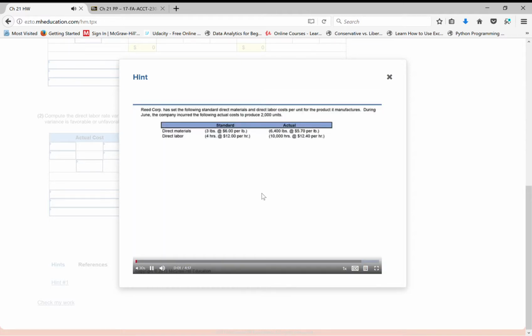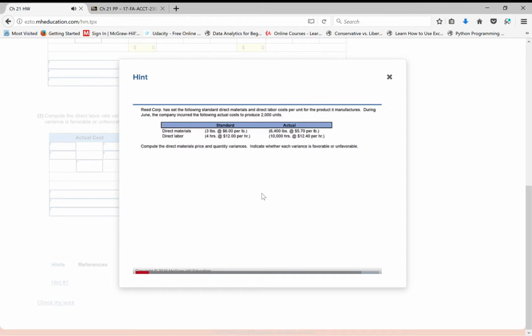Reed Corp has set the following standard direct materials and direct labor costs per unit for the product it manufactures. During June, the company incurred the following actual costs to produce 2,000 units. Compute the direct materials price and quantity variances.